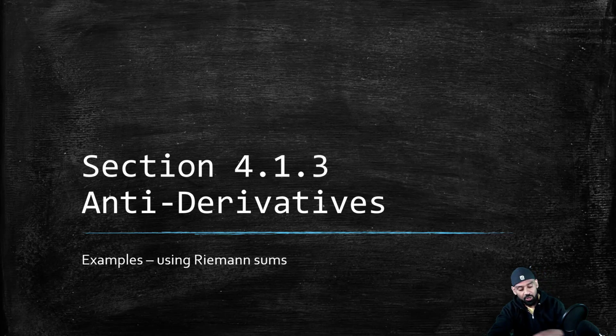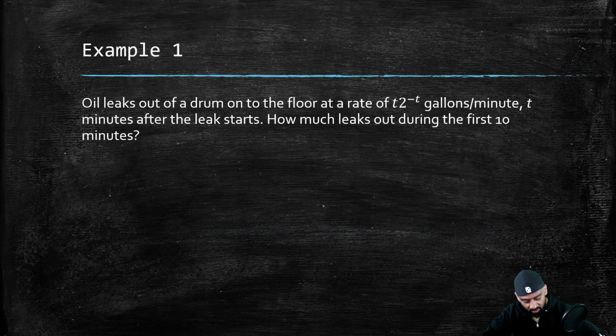All right, let's talk about a few examples here. Quick one. So this thing is asking me, it says oil leaks out of a drum onto the floor at a rate of t times t to the negative 2 gallons per minute. Okay, so they're telling me this function, and I don't even know what that looks like. Where t is minutes after it starts to leak. So the question is how much leaks out during the first 10 minutes. So they're asking me to find the net change of how much it leaks over the first 10 minutes.